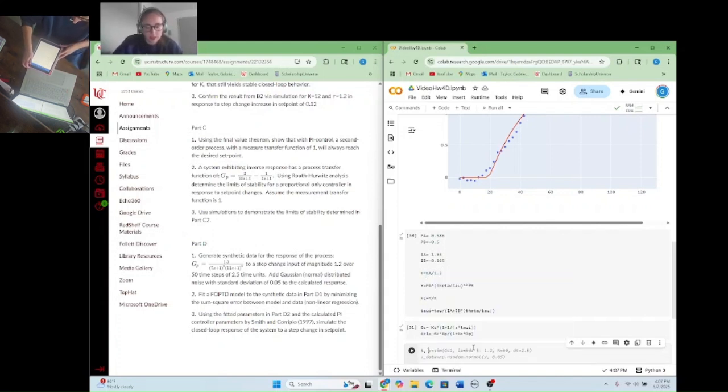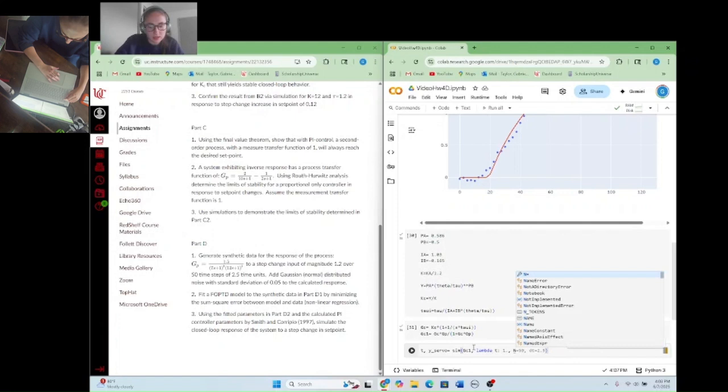So XY is going to be, this is going to be y servo equal to our simulation. So we're doing GC1, and then we have our lambda. T is 1, and then N is equal to 1,000, and our dt is going to be equal to 0.1. Okay.